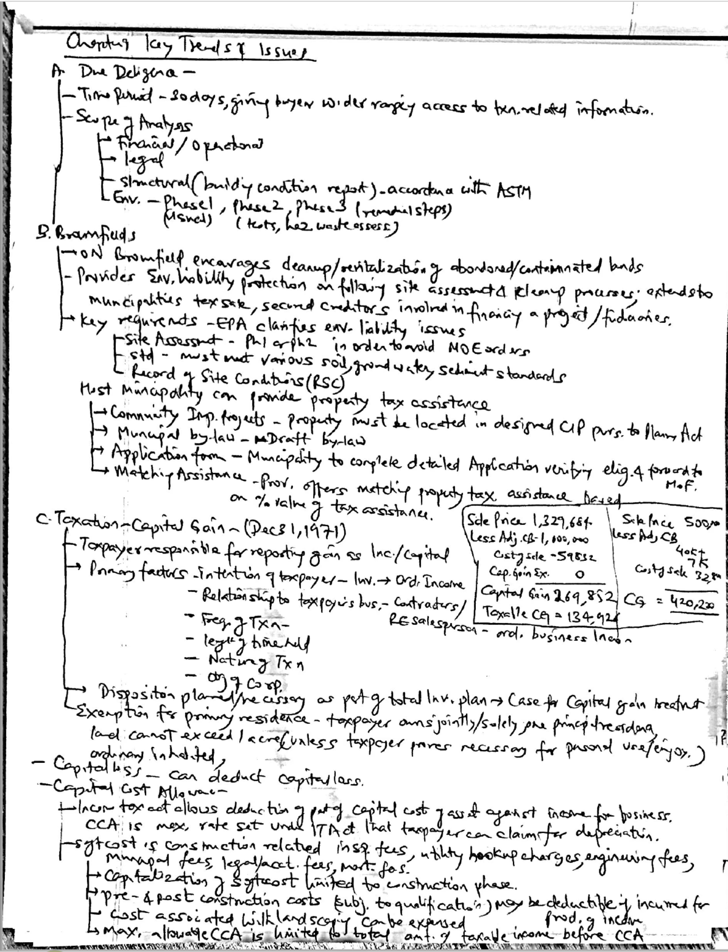Essentially, the legislation provides environmental liability protection for owners who follow a prescribed site assessment and cleanup process. Such protection also extends to others, including municipalities taking action to sell a property through a tax sale or related municipal activities, secured creditors involved in financing a project, and fiduciaries acting in their professional capacity relating to such a project.